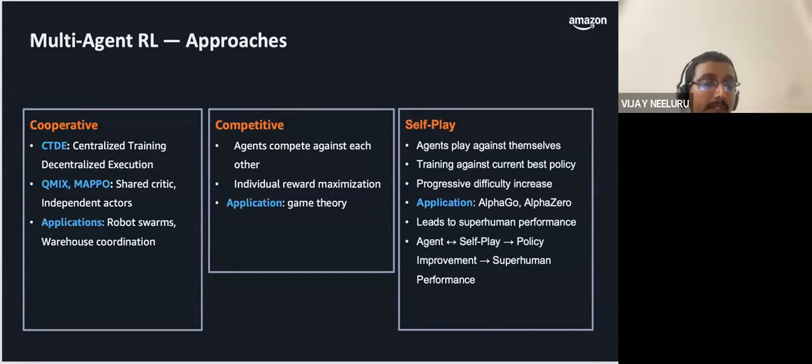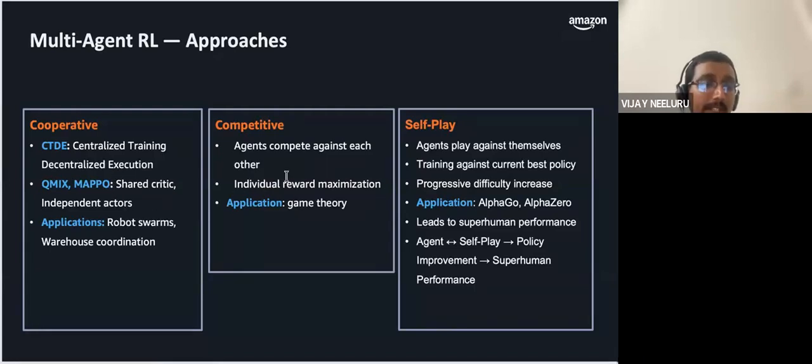In the cooperative approach, all agents share a single team reward. Think of a warehouse with 100 robots, and they all get the same reward based upon the total packages delivered. The challenge here is coordination and credit assignment. Centralized training with decentralized execution is one approach. During training, the algorithm is given access to everything: observations, all actions, the complete global state. This makes learning much easier because you can properly assign credit. QMIX and MAPPO are some of the cooperative multi-agent RL approaches.